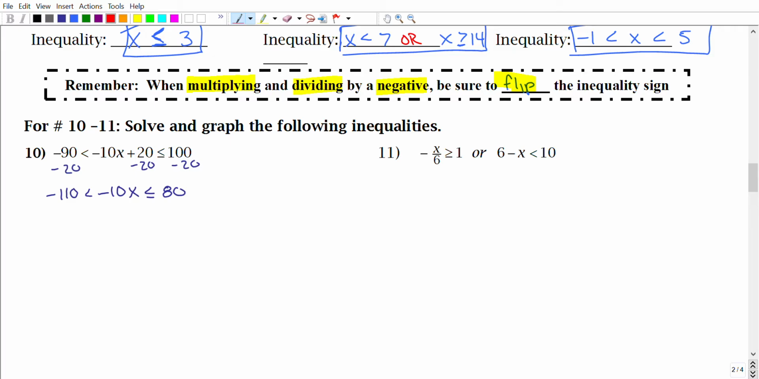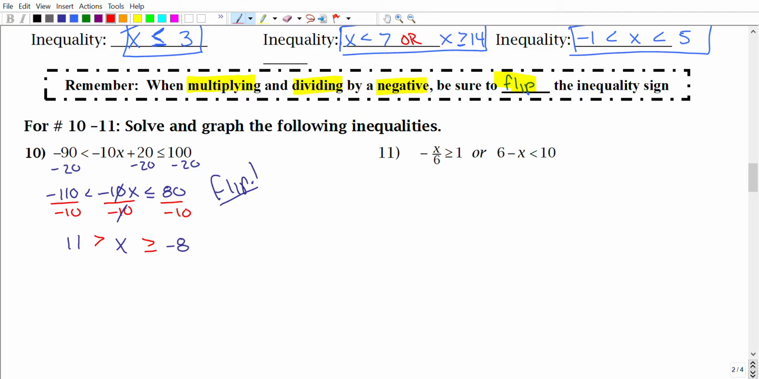Next step, get rid of that negative 10. So I'm going to divide by negative 10. Now I divided by a negative 10, so let me actually finish this up here. Negative 110 divided by 10 is a positive 11. These go away, so I just have an x, and these turn into negative 8. Now, because I divided by a negative, I have to flip, so now my symbols are going to become greater than and greater than or equal to symbols. All right, so we flipped right here.